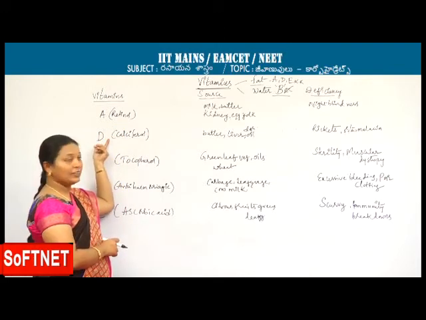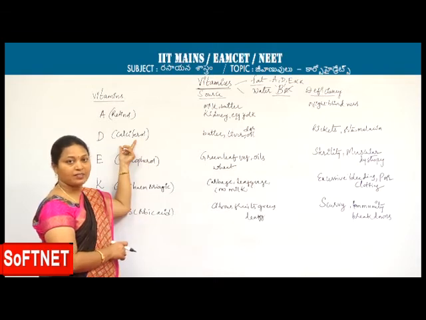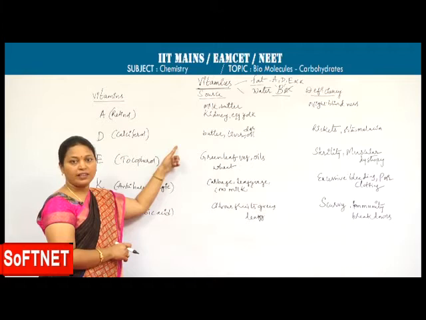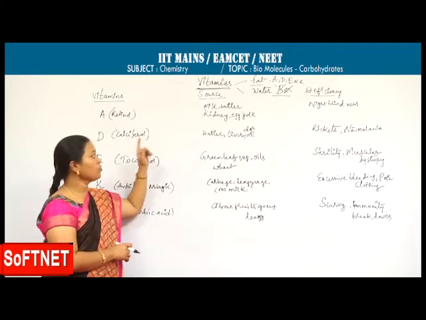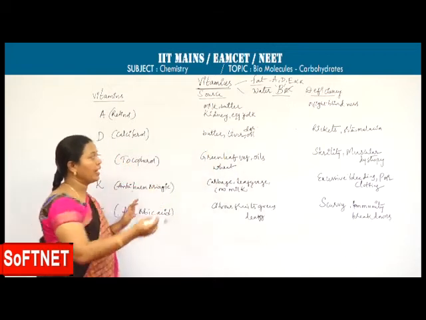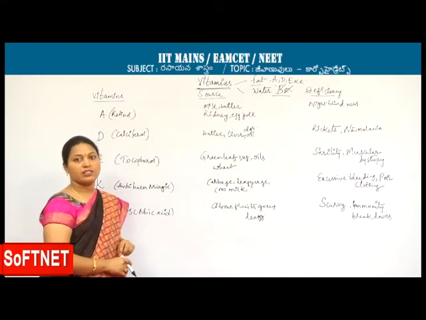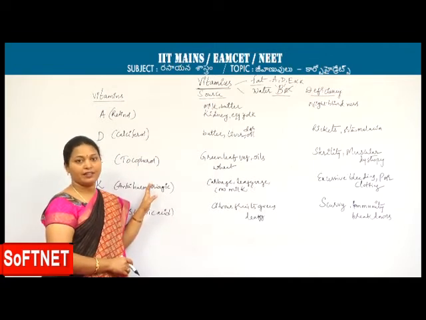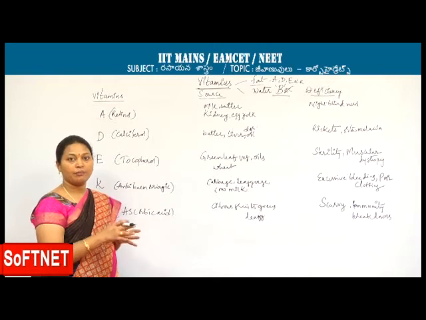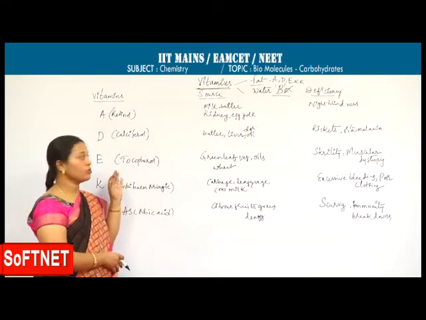Next, vitamin D. Its chemical name is calciferol. Sources: as you know very well, it is synthesized in the body from sunlight. Of course, through food also we can get it: butter, liver of animals, and fish oils are the sources. Deficiency diseases: rickets in children, osteomalacia in adults. Those two are related to the bones. Bones may become brittle and they may get pains in the joints also.